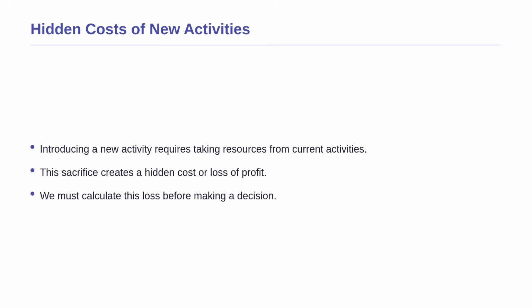Now that we have defined our total profit, we must consider what happens when we change our plan. Introducing a new activity into our solution is never free. Because our resources are limited, starting a new activity means we have to take resources away from our current activities. This sacrifice creates a hidden cost, which is essentially a loss of the profit we were already making. Before we can decide if a new activity is actually worth pursuing, we must mathematically calculate exactly how much existing profit we will destroy to create it.